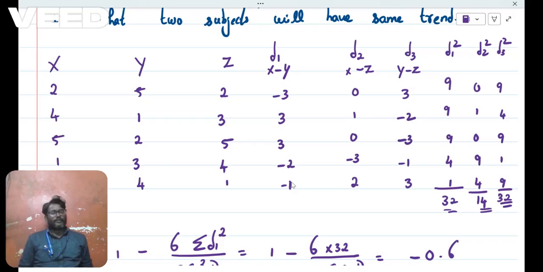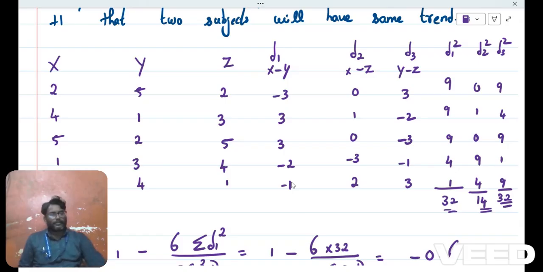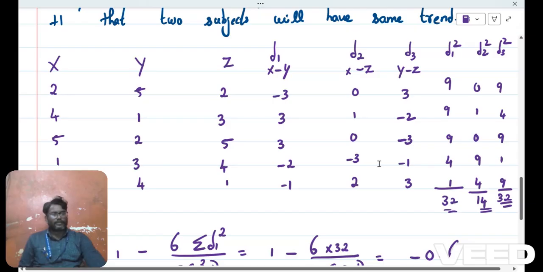So now we will find the difference between the ranks. D1 will denote the rank difference between x and y, D2 the difference between x and z, and D3 the difference between y and z. Next we have to compute d1 square, d2 square and d3 square and sum them up. The sum of d1 square is 32, the sum of d2 square is 14, and the sum of d3 square is 32. Earlier I had taken it as 23, it is not correct. I missed one 9, so it is 32.